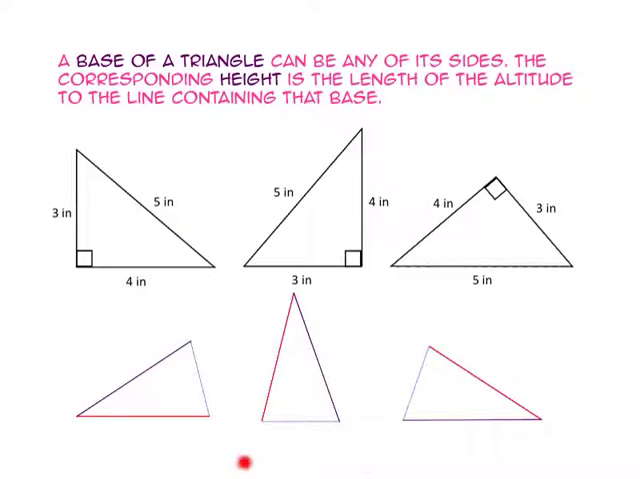In our acute triangle, if the red side is the base, this would be the corresponding height. If the blue side is our base, this would be the corresponding height. And if the purple side is the base, this would be the corresponding height.